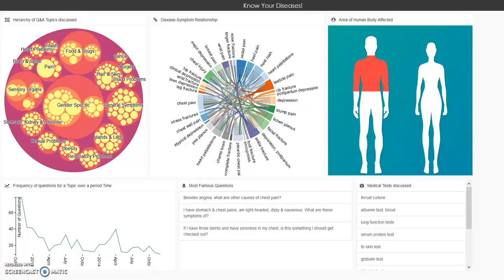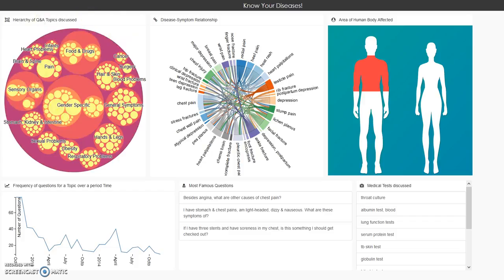With our system, we aim to provide answers to the following research questions. What kind of questions are asked on the forum, and what are the most commonly discussed topics and diseases? What are the symptoms people with particular disease have, and what parts of the human body are affected by this disease? What is the prevalence of the diseases over the years? I will now walk you through the visualizations we use to answer these research questions.